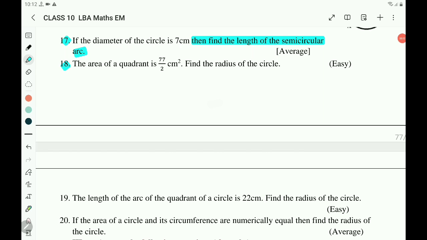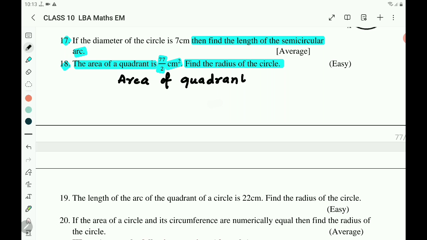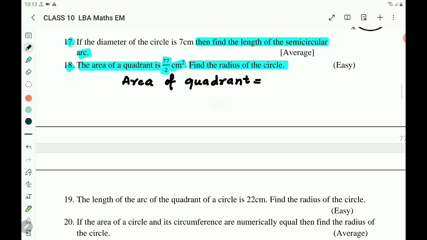Question number 18. The area of the quadrant is 77 by 2 cm square. Find the radius of the circle. Here the area of the quadrant is given. Area of the quadrant is pi r square by 4, right? Area of quadrant equals pi r square by 4, which is equal to 77 by 2.